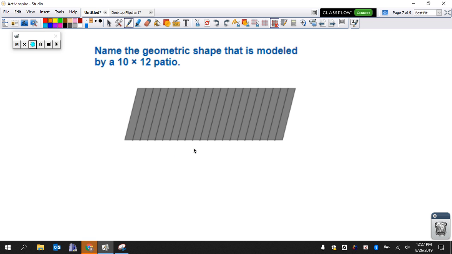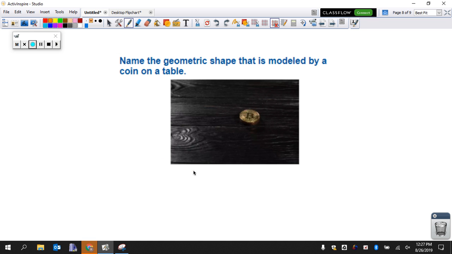Here it asks us to name the geometric shape that's modeled by a 10 by 12 patio. So is this shape a point, a line, or a plane? Well, it's pretty obvious to see that it actually is a plane because it has a length and a width. The next example says, name the geometric shape that's modeled by a coin on a table. Remember, the coin on a table signifies a location, which would be the point.